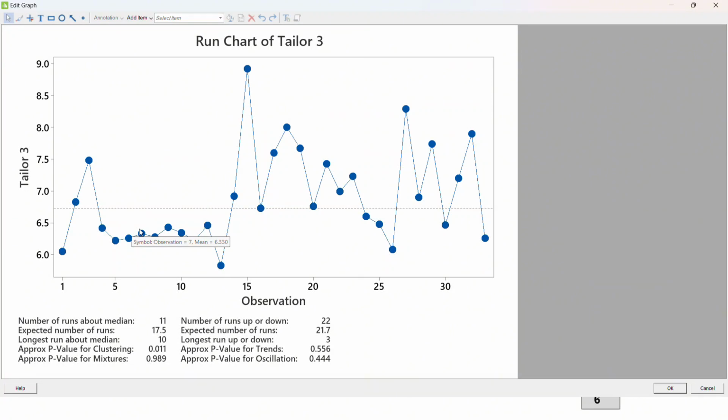Time is lower the better. So if there is a process shift, this shift is actually good, but we need to investigate and understand how we were able to achieve this shift.